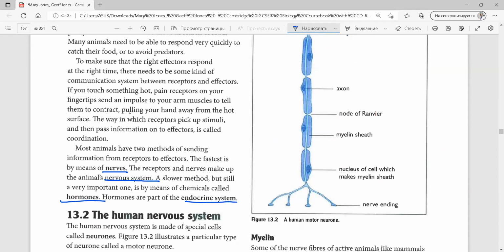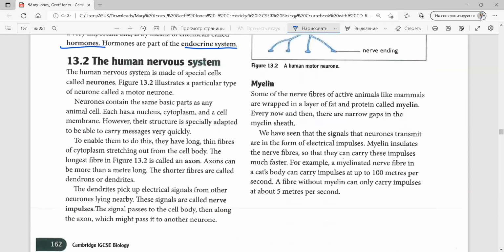Now we are going to the next lesson, 13.2, about the human nervous system. So firstly, let's look at the picture of the human nervous system. Just wait.